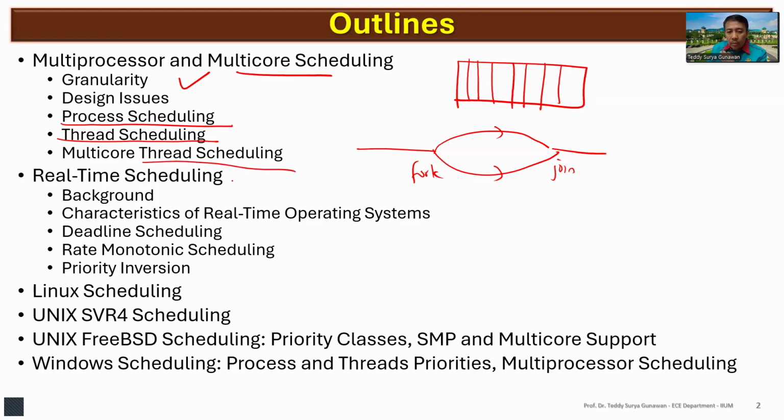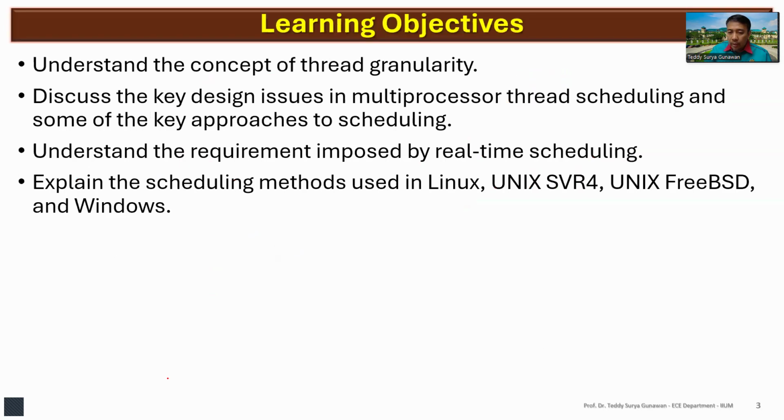Okay, the next one we have real-time scheduling, the characteristics of real-time OS, deadline scheduling, rate monotonic scheduling, and the priority inversion. Other than that, then we have here the Linux scheduling, Unix scheduling. This is SVR4, and this is the FreeBSD scheduling that is on the Mac OS. Okay, then we have the Windows scheduling.